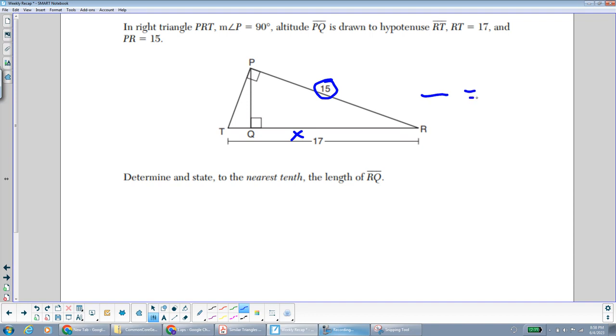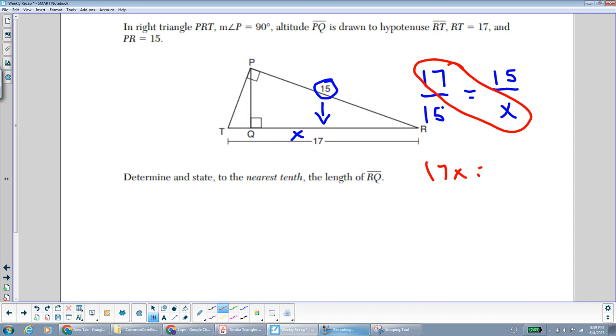What the leg rule says is that the leg is the mean proportional, so it gets written twice so that it gets multiplied by itself, between the whole hypotenuse, which in this case is 17. That's the whole hypotenuse of the big right triangle, so that goes in one of the spots. And the part of the hypotenuse directly below that leg would be QR, which is what we're finding. We don't know what RQ is. So from here, I'm just going to cross multiply.